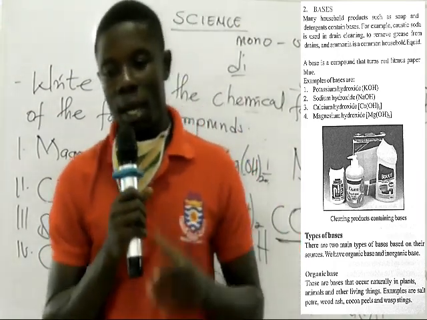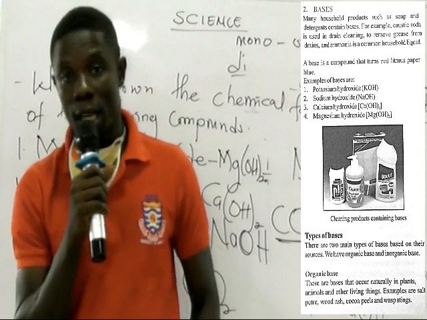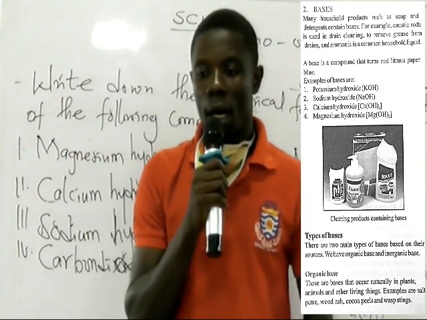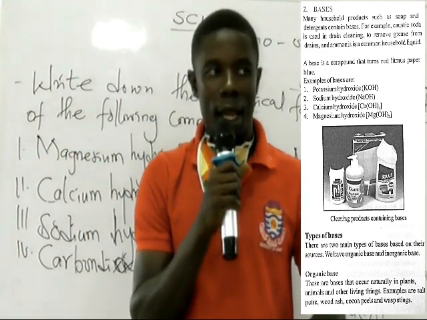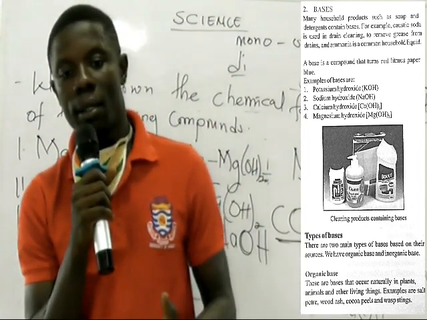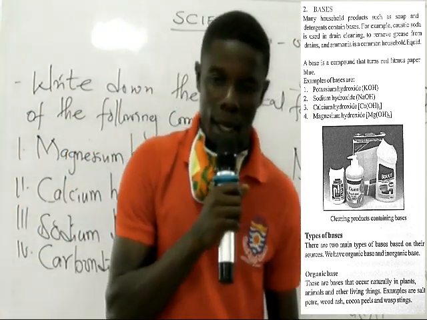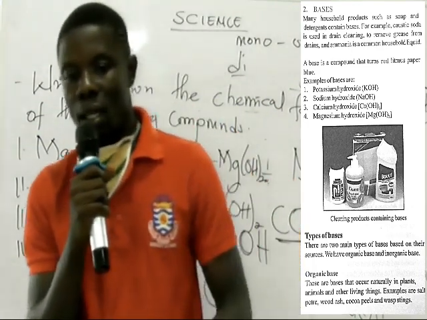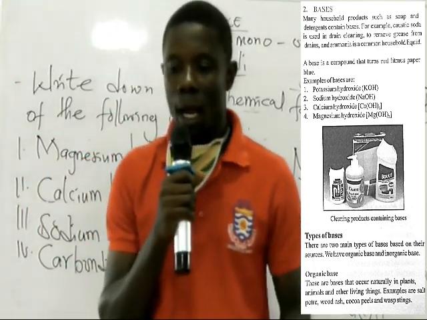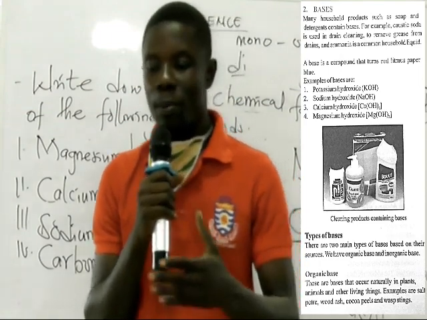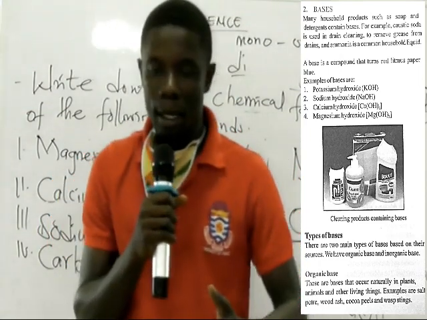We have 2 main types of bases. These are organic and inorganic bases, as in acids. We have organic acid and inorganic acid. Now here, organic bases occur in nature, as in acid.